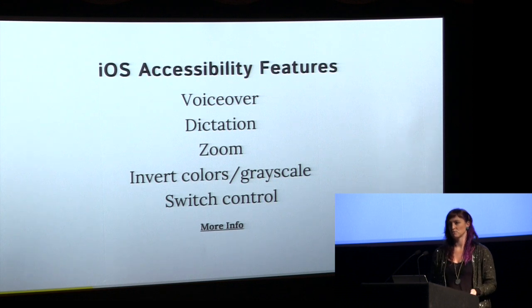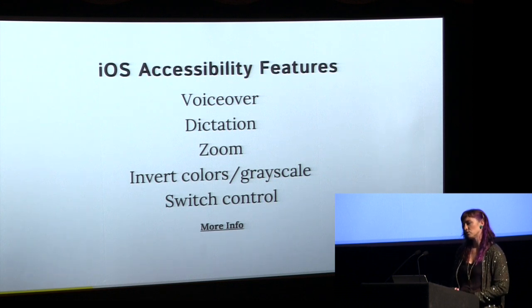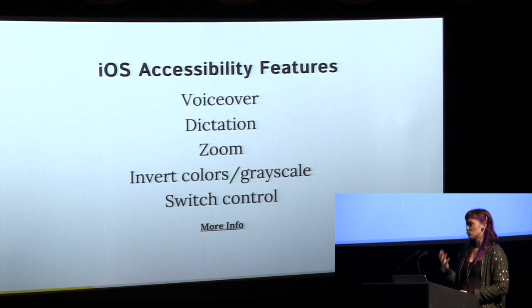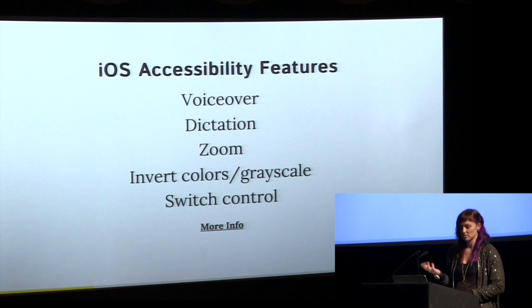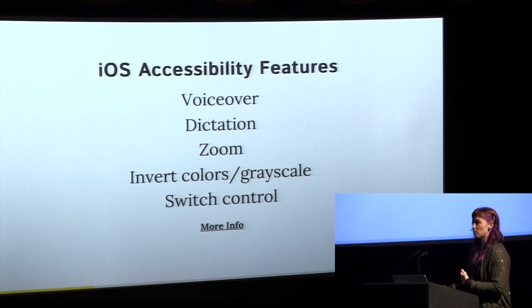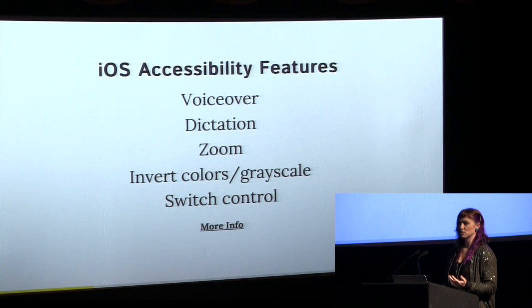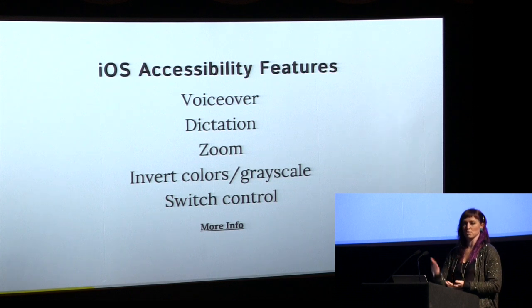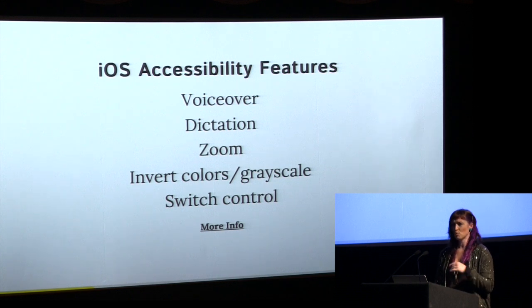Some of the features on iOS, which is a fantastic platform for accessibility, include VoiceOver, the screen reader, dictation, and Siri. If you've ever used your voice to dictate a text message, I use that all the time. The zooming feature from the operating system level can help people with low vision to be able to actually zoom in all the time. Some people might invert colors or use grayscale if they have low vision issues. And then there's this switch control where someone with a motor disability, maybe they can't interact with the phone the same way, but they can use a switch control where it limits the amount of movements that you have to use to cycle through a web page. And I'll show you why that's important a little later.